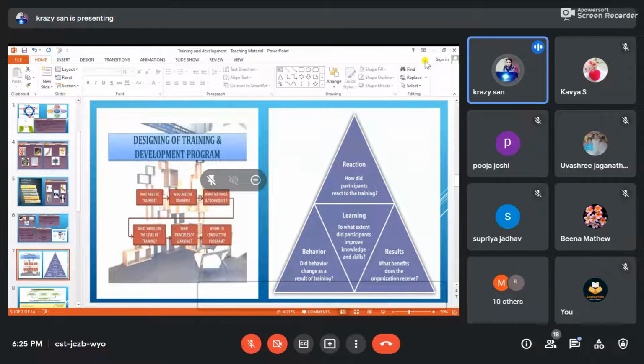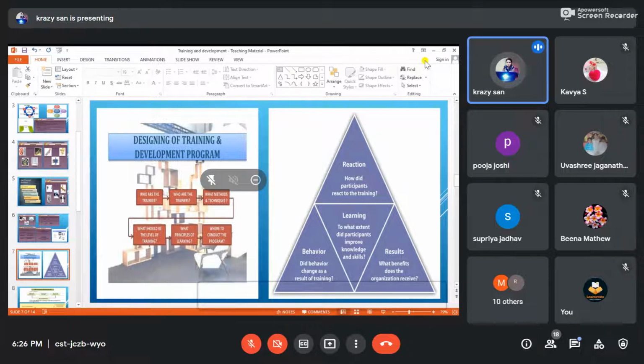Then comes the medical training aspect, right? So everywhere training is important. Then comes what should be the level of training, whether you are providing training to the freshers, lower level, middle level, or higher level. So training criteria depends on that also, the level of training.